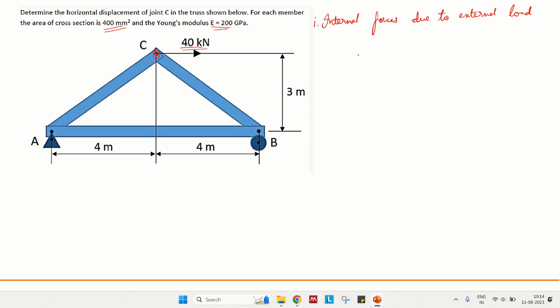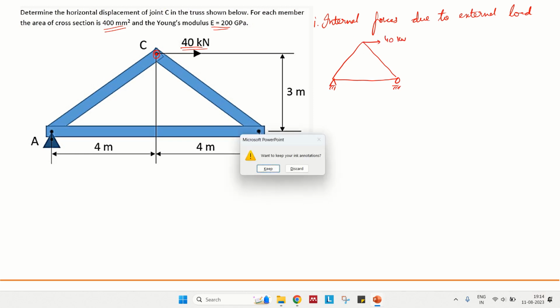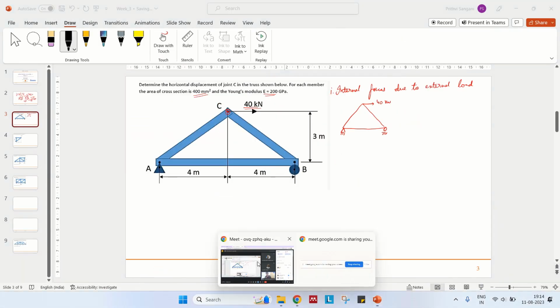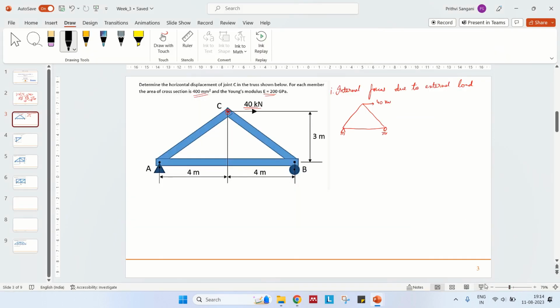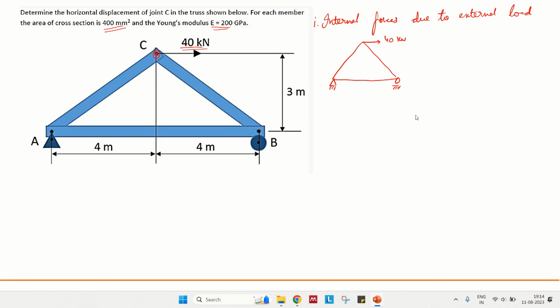This is the first one. Let us solve for it. So we'll just solve like this. We already have this triangular truss with a pin and a roller support here, and this is 40 kilonewtons. This is A, this is B, and this is C. This distance is about 8 meters, and this height is about 3 meters.